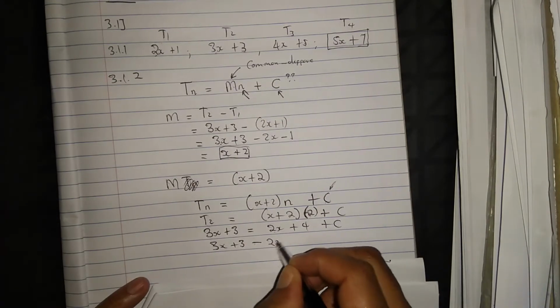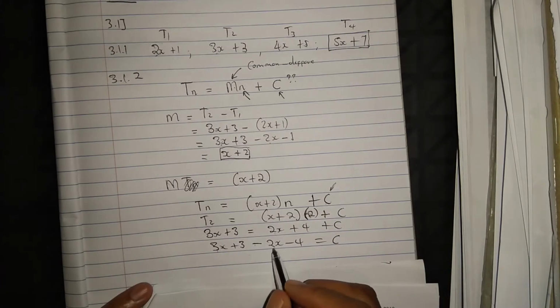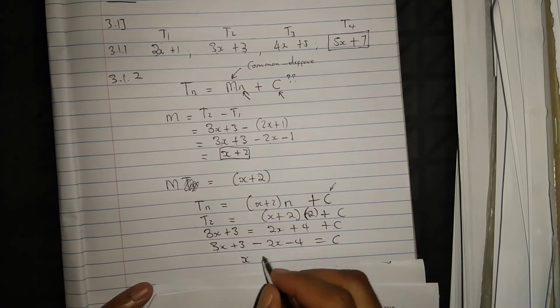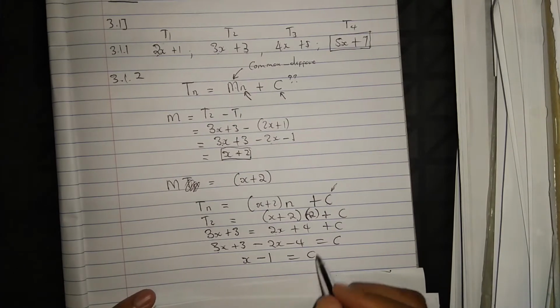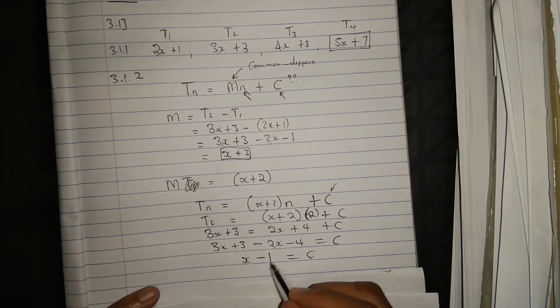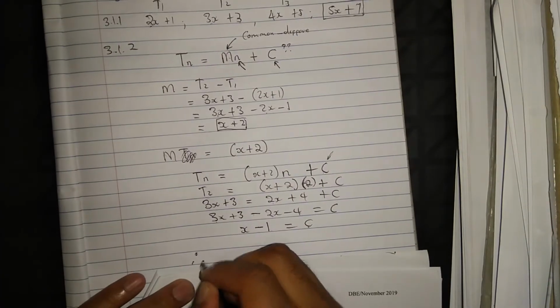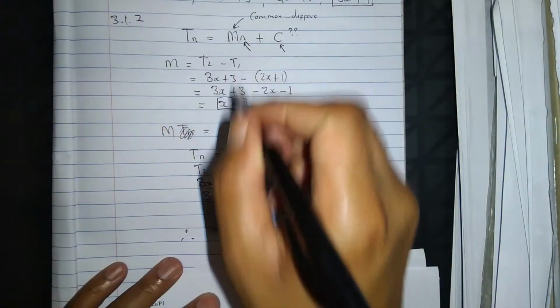You're going to get minus 2x minus 4 equal to c. So 3x minus 2x is x, 3 minus 4 is minus 1. So therefore, x is actually equal to c, sorry, c is equal to x minus 1. So my final answer for this question, I want the nth term for this pattern.